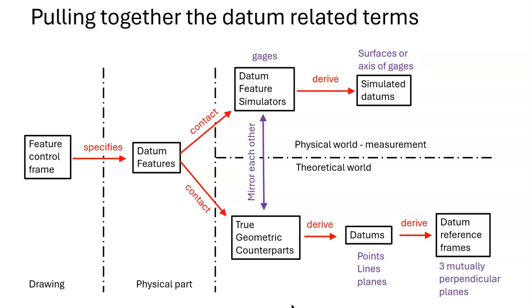Datums are used to establish datum reference frames. A datum reference frame is three mutually perpendicular planes. The datum reference frame establishes directions and origins for basic dimensions. The basic dimensions are then used to locate tolerance zones.